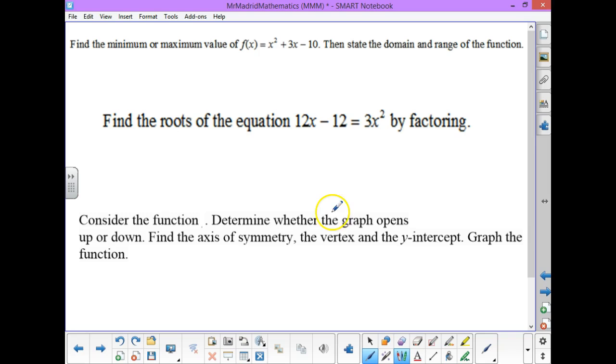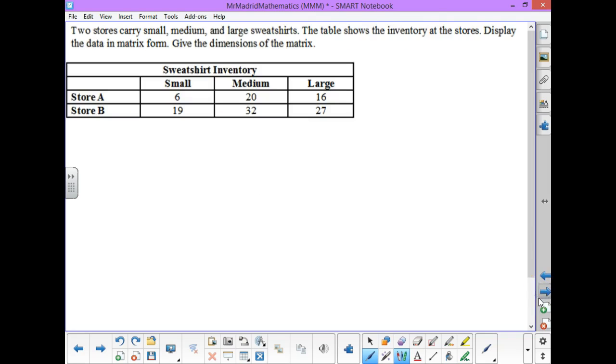So you do want to be able to determine if it opens upward or downward, axis of symmetry, vertex, y-intercept, graph the function. So you definitely want to find those notes so you can utilize them. Remember, this one says consider a function, and it could be almost any function, so heck, it could be this one, but I'll just come up with something generic like negative 5x squared plus 10x minus 15. Okay, look for these notes so you can transfer them over to tomorrow's class, and we can apply them as a review.